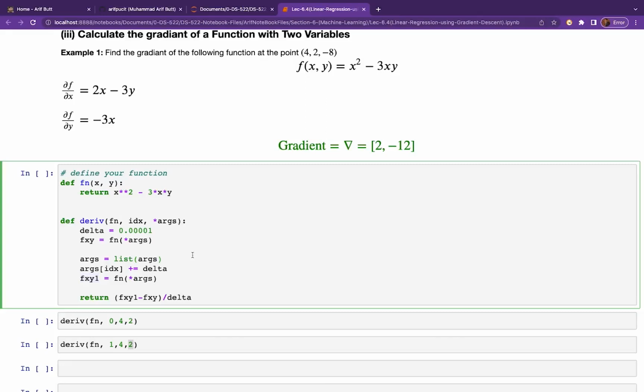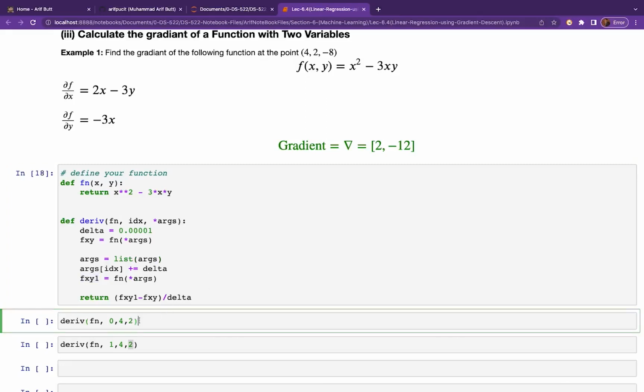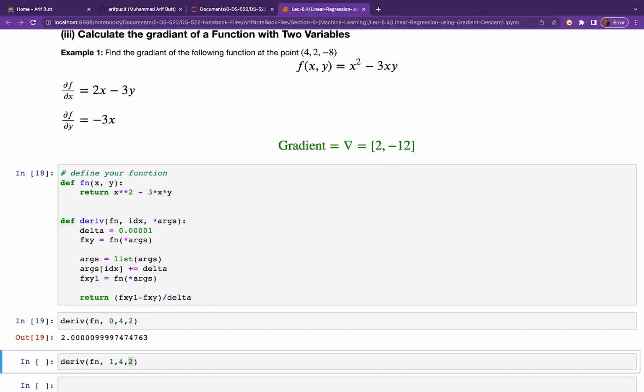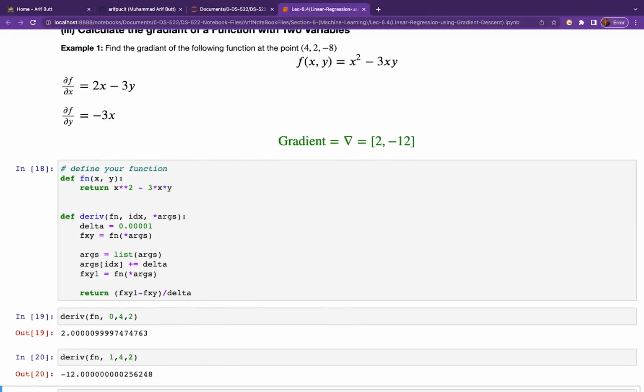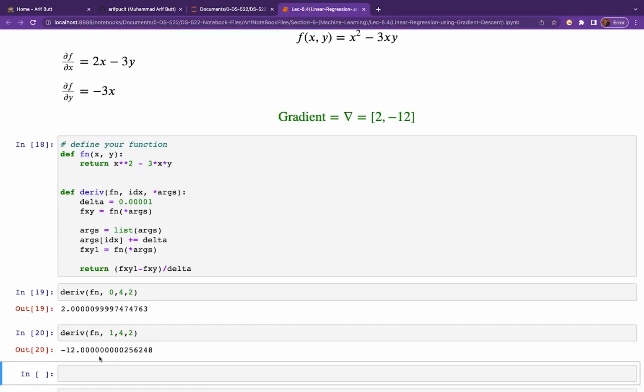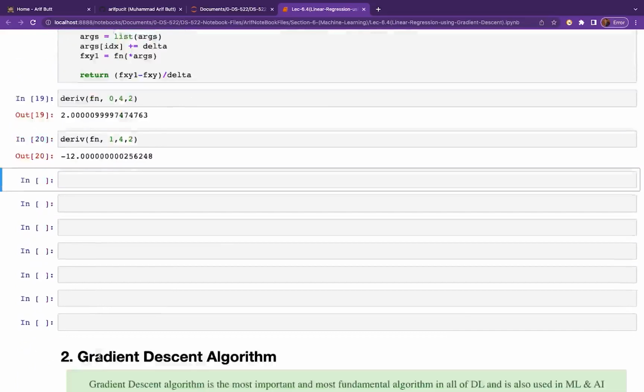Let me execute the code of this cell, defining these two functions. And now over here I am calling this derivative function, passing it the name of the function fn. Well, this second argument 0 means do partial differentiation with respect to x and calculate the derivative for x equal to 4 and y equal to 2. Let me execute it. So this is the same answer. And let me calculate the partial derivative with respect to y. So this is minus 12. Great. Good job done.